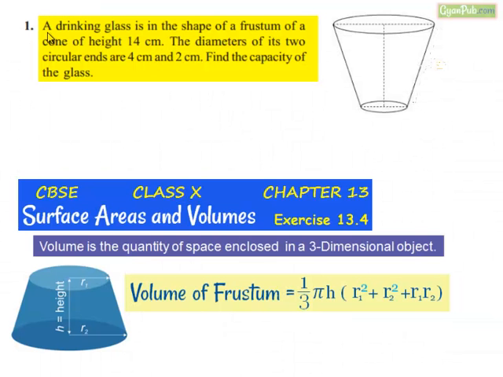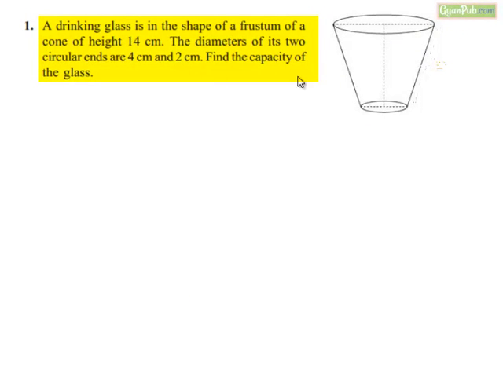Now, coming to the first question, in exercise 4, a drinking glass is in the shape of a frustum of a cone of height 14 centimeters. The diameters of the two circular ends are 4 centimeters and 2 centimeters. Find the capacity of the glass. Now coming to the solution.